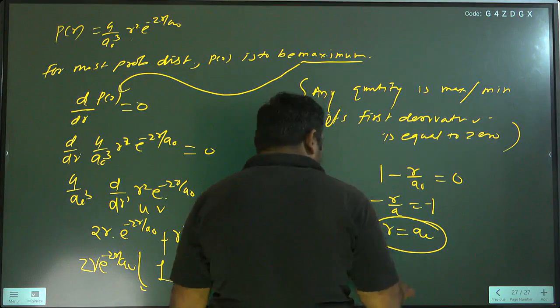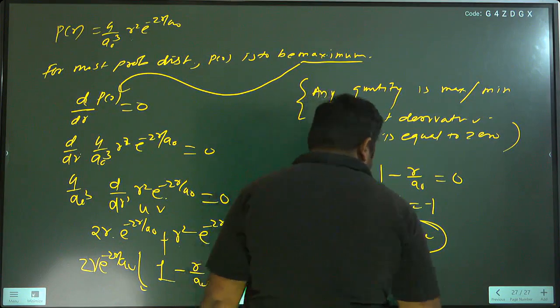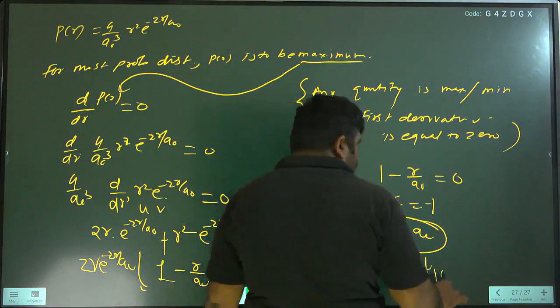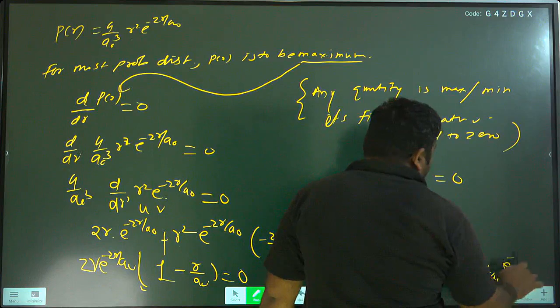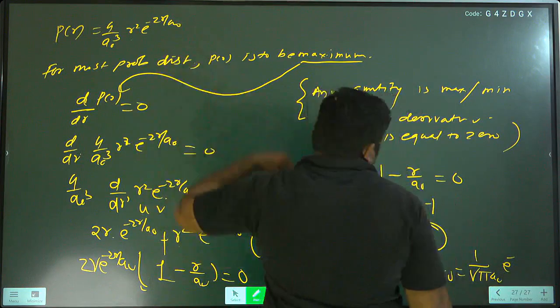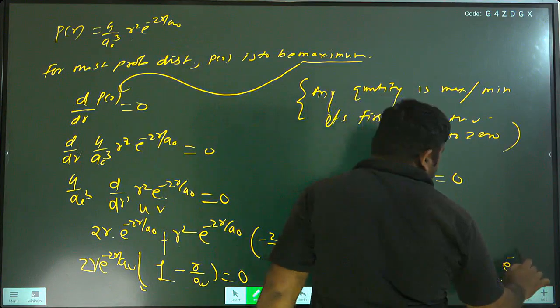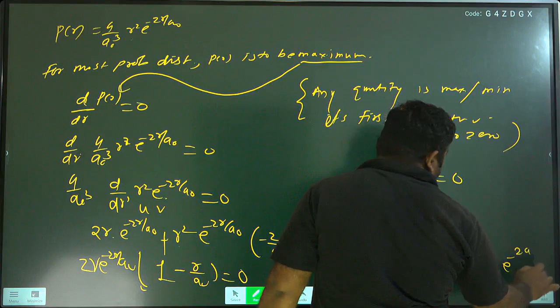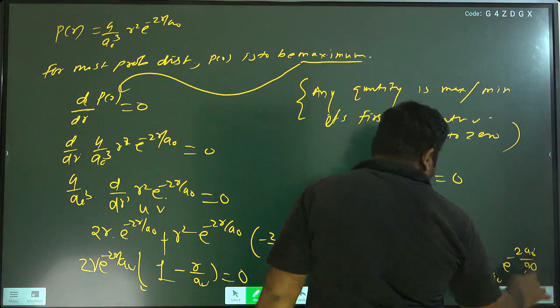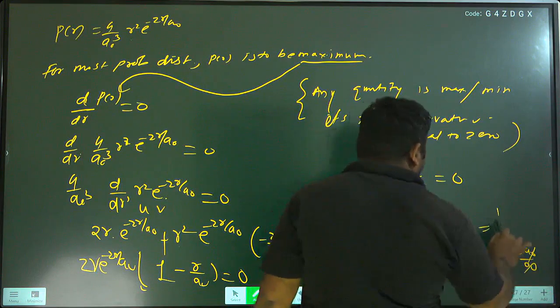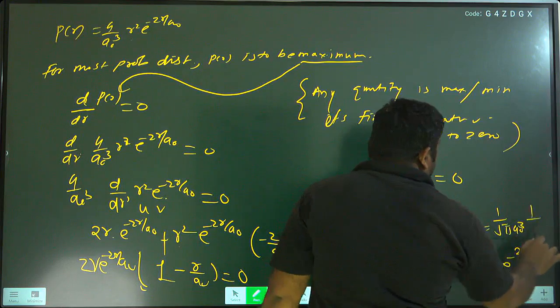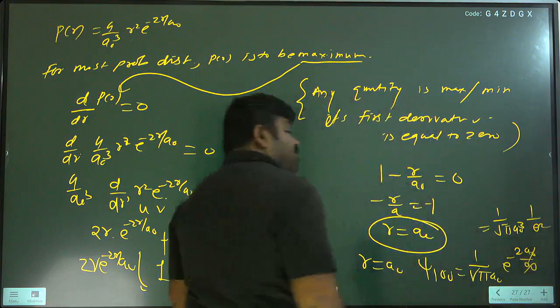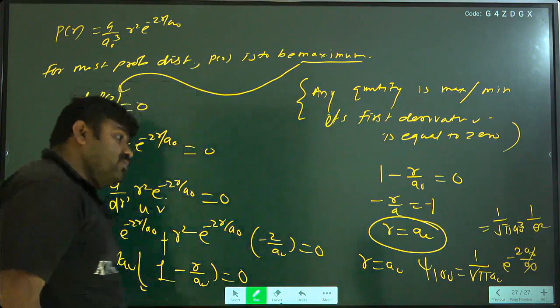R is equal to a0. Our function psi 1 0 0 is equal to how much? 1 upon under root pi a0 cube e to the power minus 2r upon 2a0. R is replaced by a0, so we get 2 a0 upon a0. A0 gets canceled, so we get 1 upon under root pi a0 cube into 1 upon e square. And this is the max value of the wave function for this one.